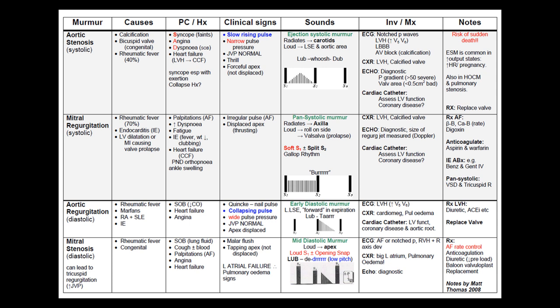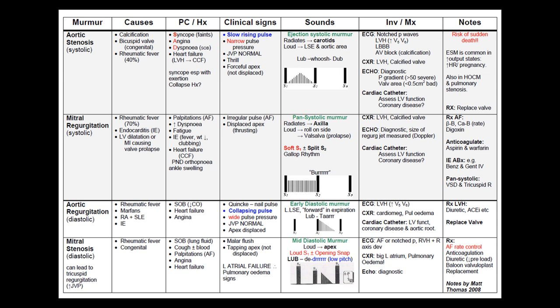The other investigations would be chest x-ray. You'd see left ventricular hypertrophy, cardiomegaly, a calcified valve. Echo would be diagnostic, and it would show the size of the regurgitation jet measured. As the regurg drops down into the left ventricle, you would be able to see that with a Doppler effect on the echo probe. If you were to do a cardiac catheter, you would assess LV function and you would query coronary disease, see if they've had an MI that's caused that mitral valve prolapse.